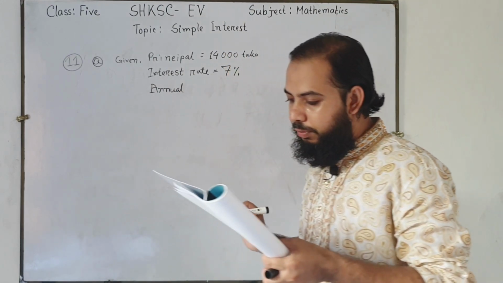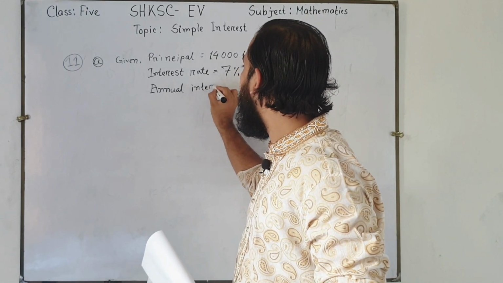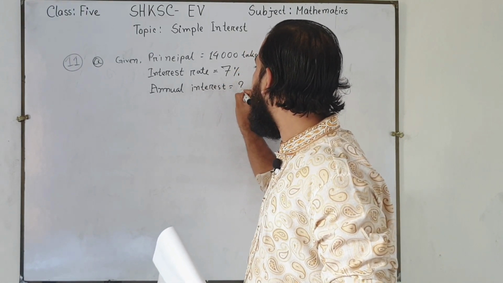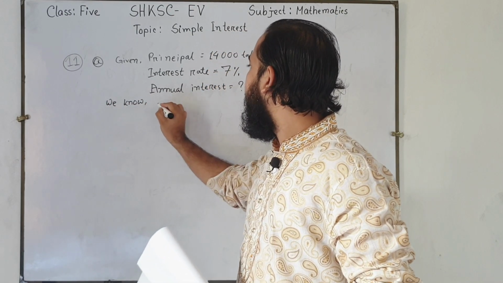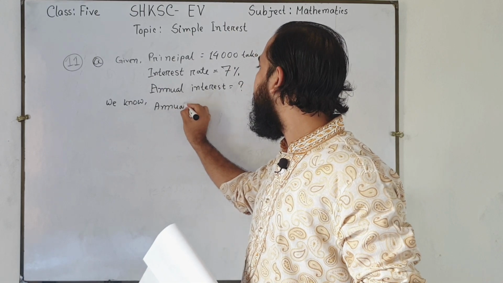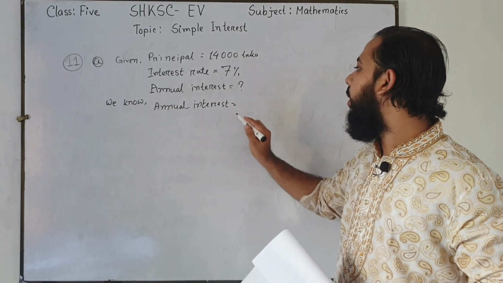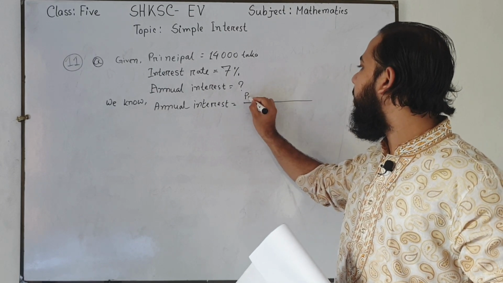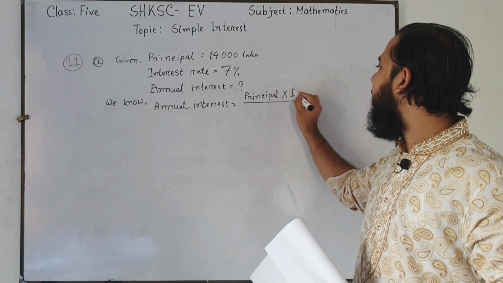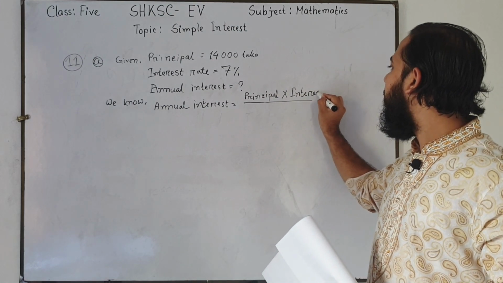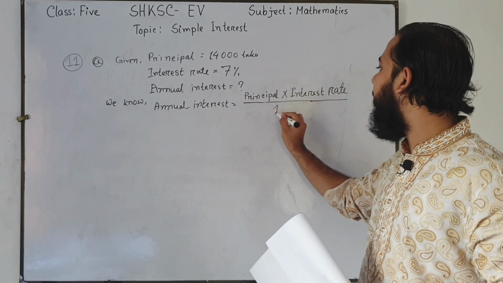At first we have to find the annual interest, so we write annual interest is equal to what? Now we can write the formula. We know annual interest is equal to principal times interest rate, and then we just write divided by 100.